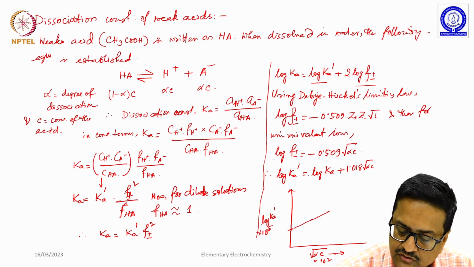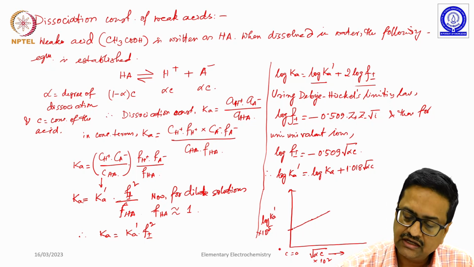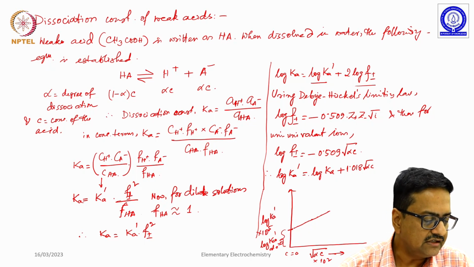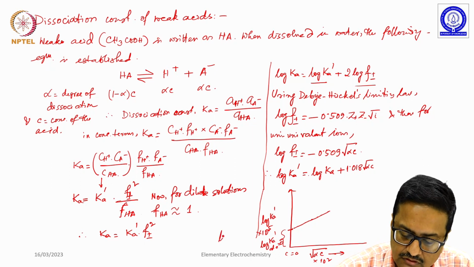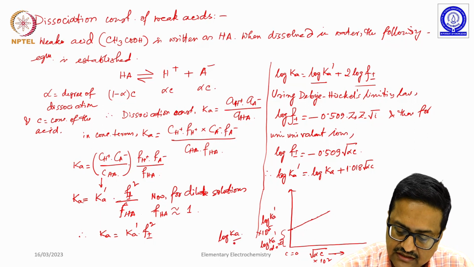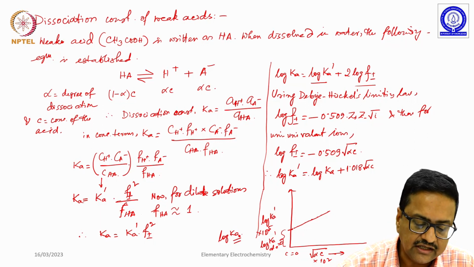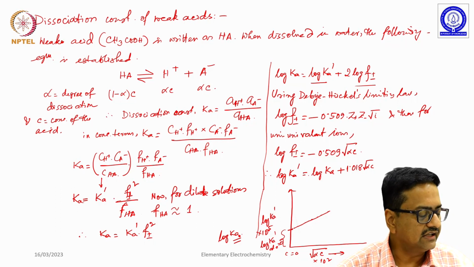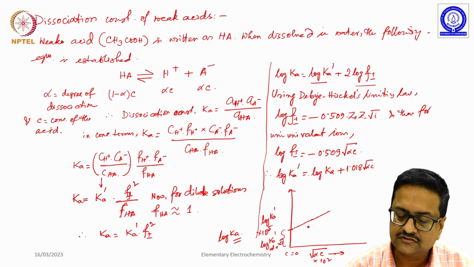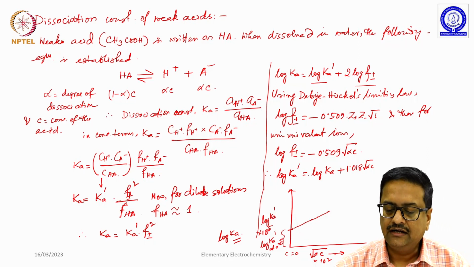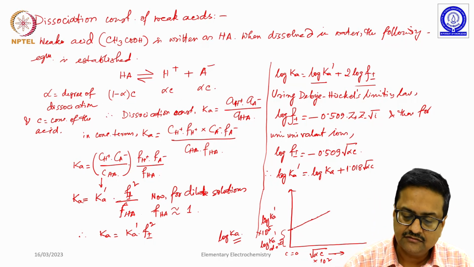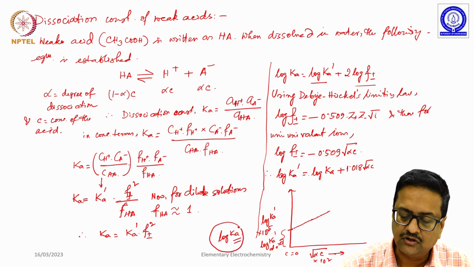So when you extrapolate it to C equal to 0, you will get the value of log Ka prime at C equal to 0, which essentially means that it is the value of log of Ka. So from that one can calculate the activity product of dissociation, or rather the dissociation constant of weak acid using this method. So this plot becomes important. One has to do this experiment, and using various concentrations one has to calculate log Ka prime using the conductometric method, and from that one can determine the value of Ka.